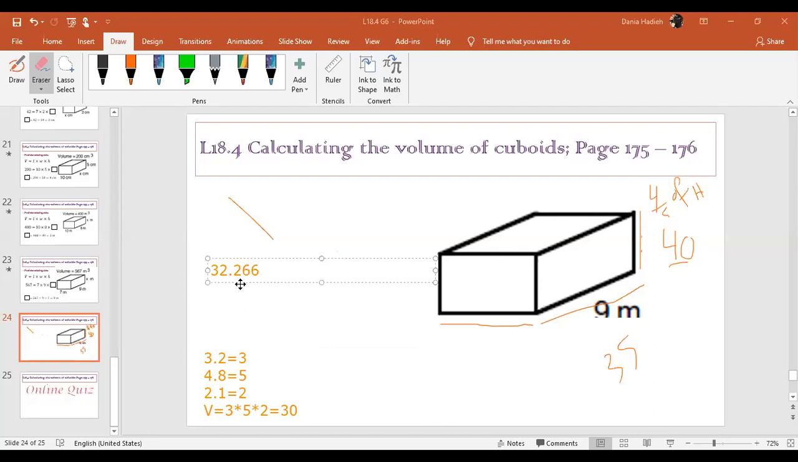But I didn't tell you that the correct answer should be 32. Did I say that? No. In B, the correct answer was 30. Mu'taz is asking why it is 30, not 32. Because when you want to estimate, you do not estimate the final answer. You estimate the actual measurements. So I estimate the 3.2, the 4.8, the 2.1, then I find the volume. Once I find it, I compare. But you do not round the final answer. Is it clear now? Yes. Okay.